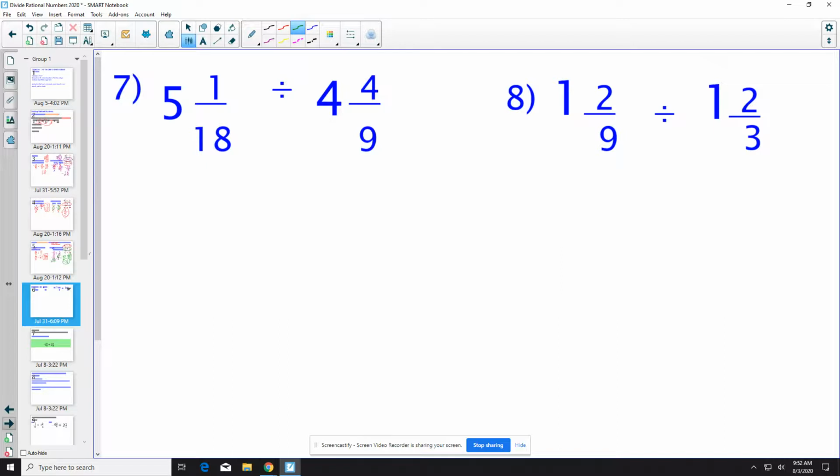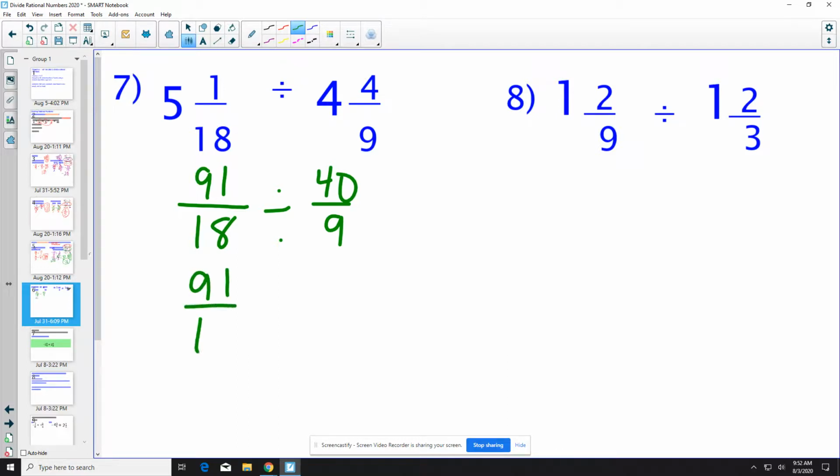Okay, let's check what you did. 5 times 18 is 90 plus 1. See if you have 91 over 18. 4 times 9 is 36, plus 4 is 40 over 9. Now we can't try cancellation yet because we haven't changed it to times the reciprocal. So we've got to keep, change, flip first.